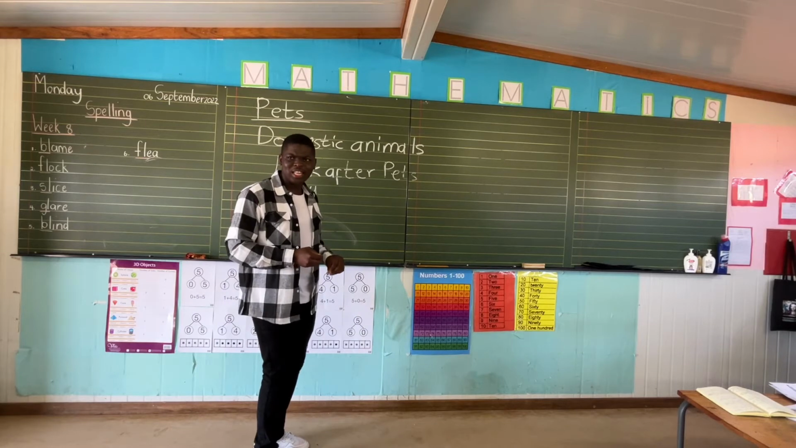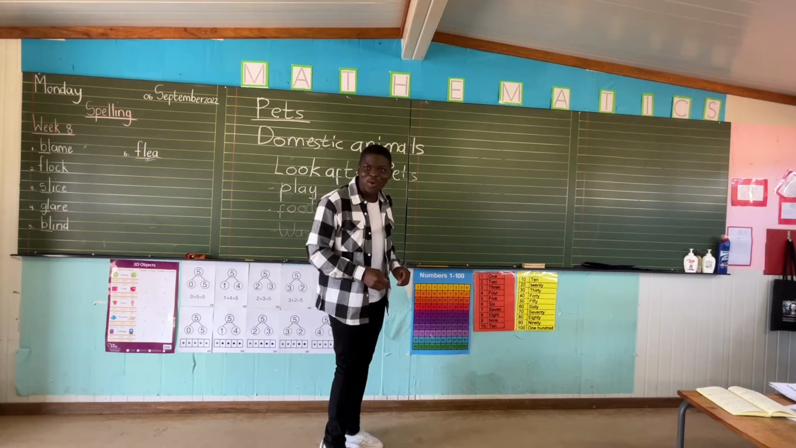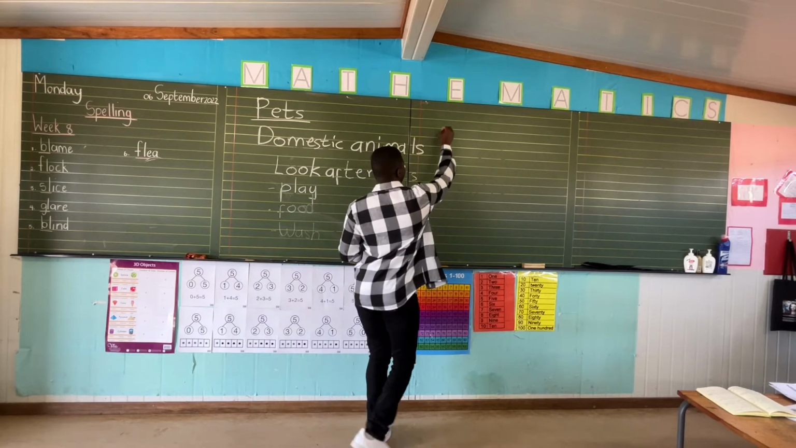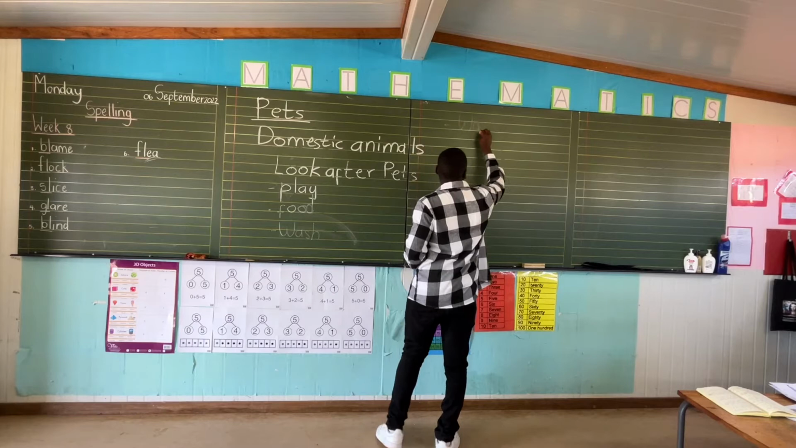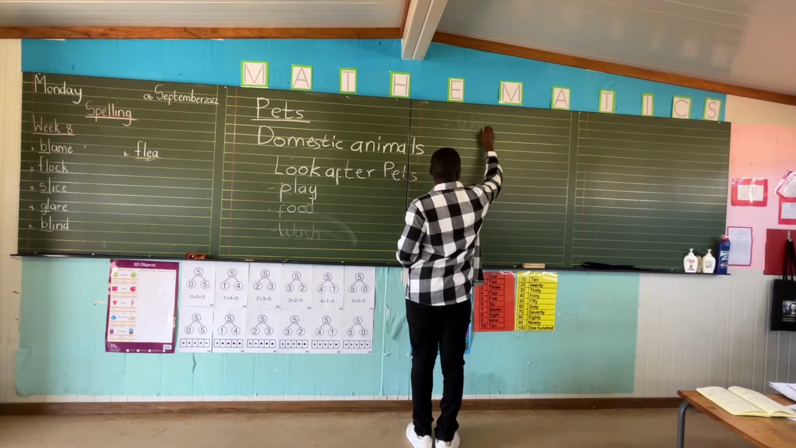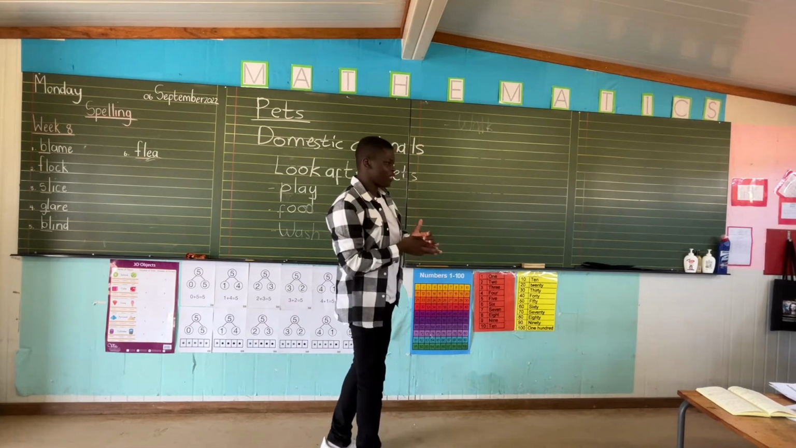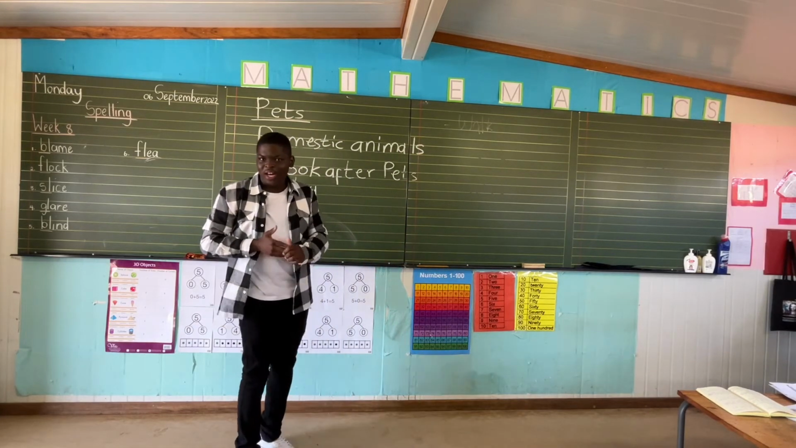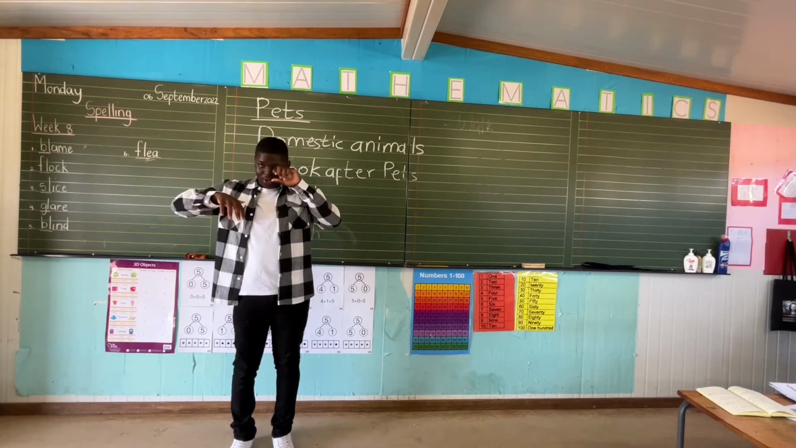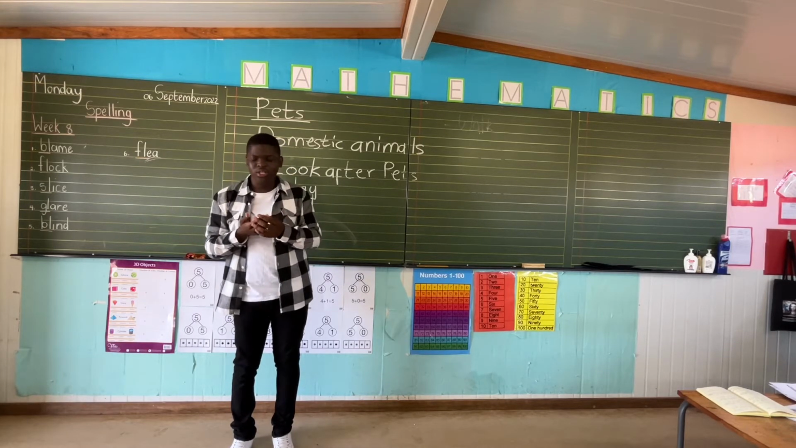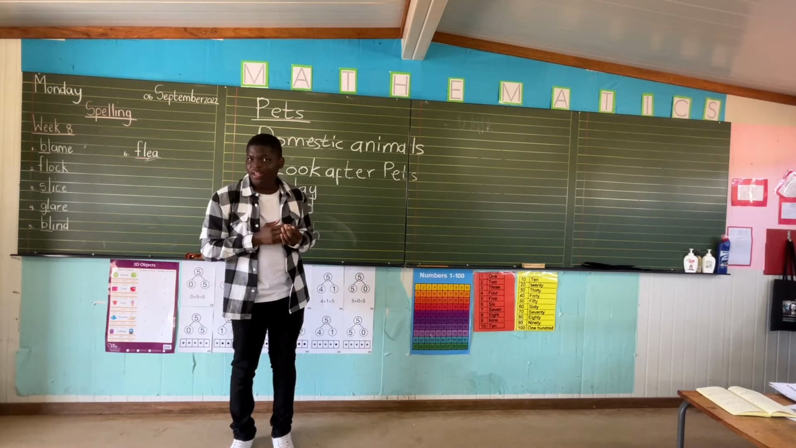Sometimes, have you ever seen other people walking around with their pets? Sometimes you just need to take it for a walk, ne? You need to take your pet for a walk sometimes. Just get it out of the house. Another thing you can do is have a nice place for it to stay.